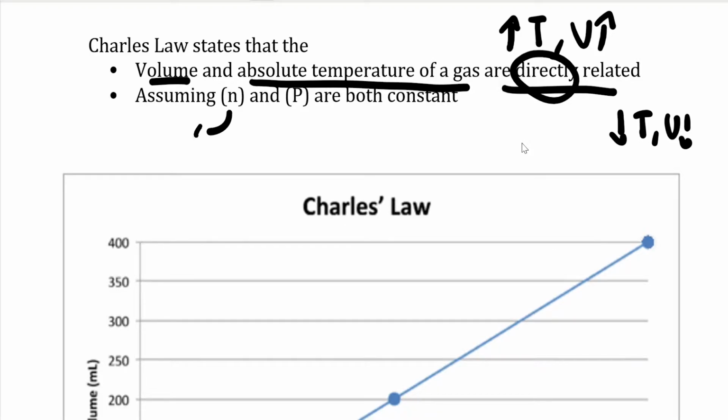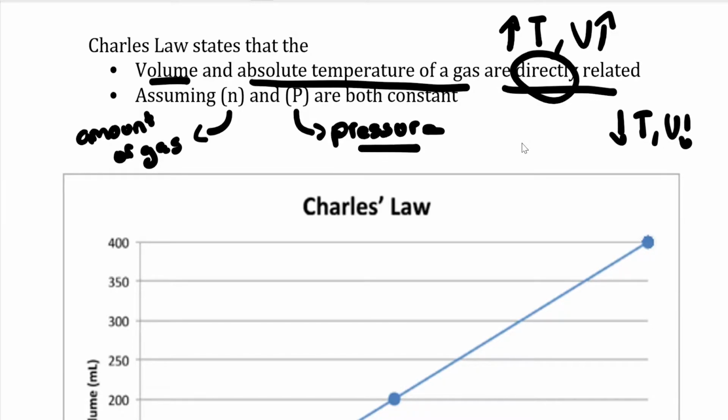It assumes, one, moles. So that's the amount of gas. You can think of it as the number of gas molecules in a sample. So the moles of gas and the pressure. So whatever units you may use, whether it be kilopascals or psi, pressure also remains constant. So to summarize, volume and absolute temperature of a gas are directly related if the amount of gas in a given sample and the pressure of that sample remains constant.